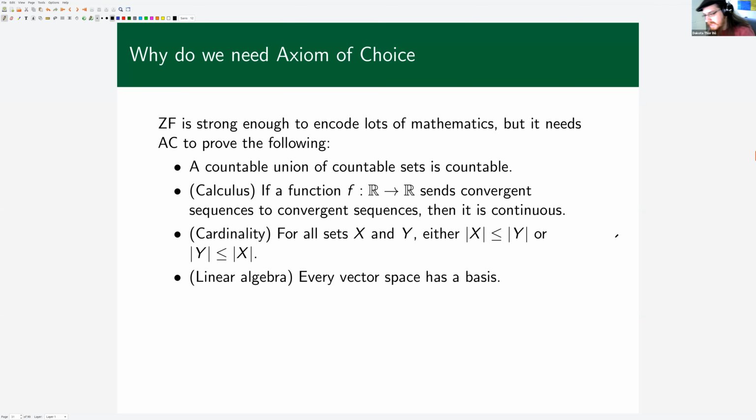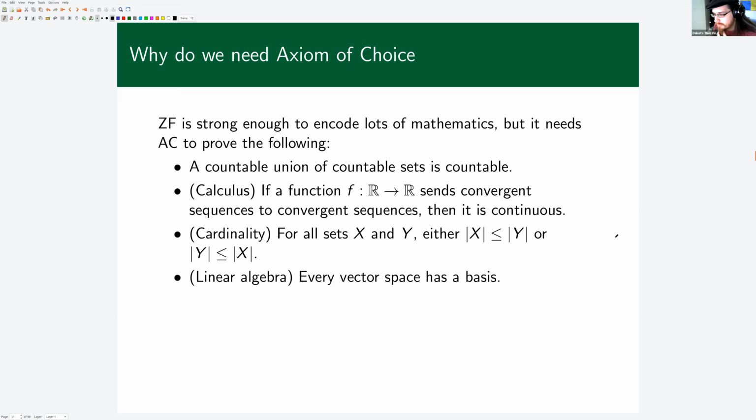So a nice fact from linear algebra is that every vector space has a basis. Again, you do not need choice if the only vector spaces you worry about are finite dimensional. But once you move into infinite dimensional vector spaces, which many mathematicians do when they study Banach spaces or any of these other crazy objects, having a basis, you need choice for this.